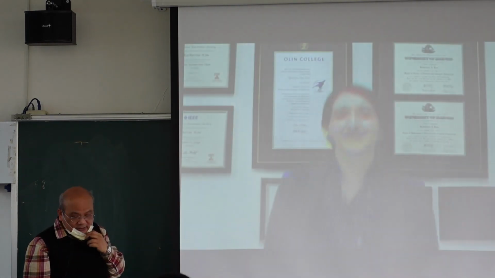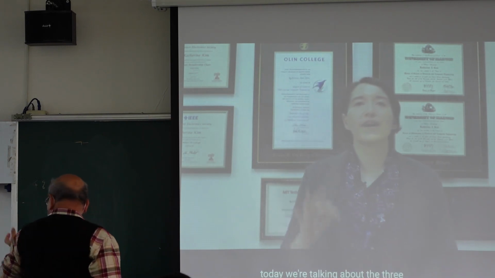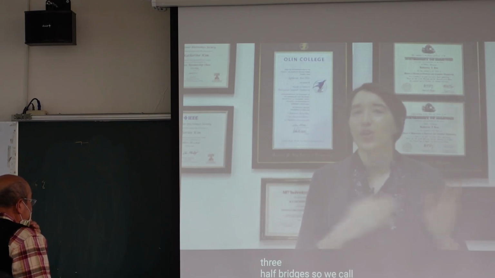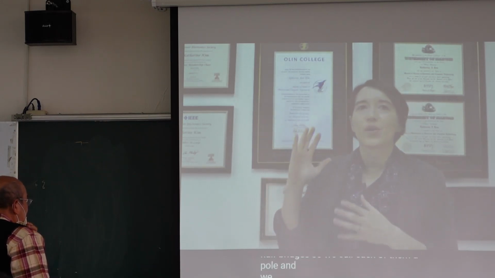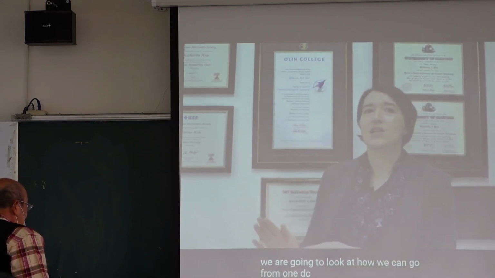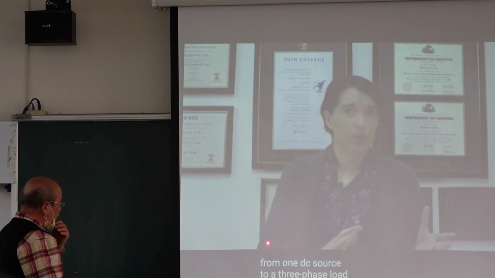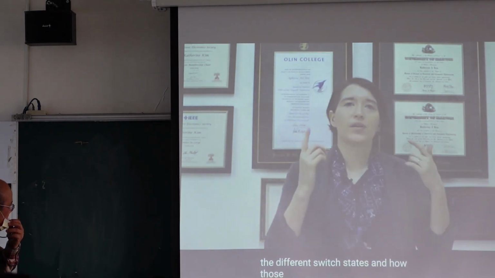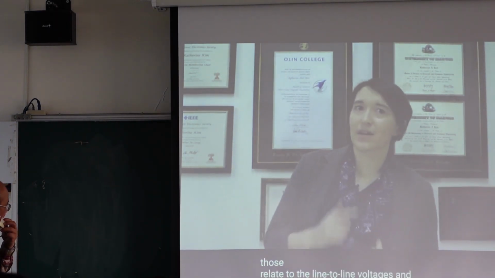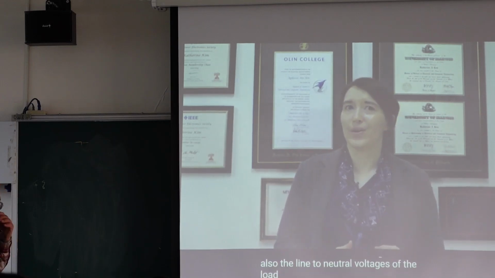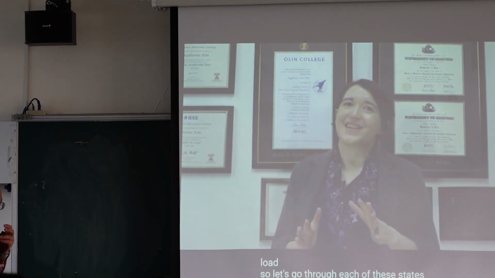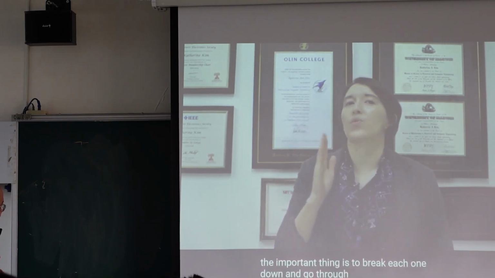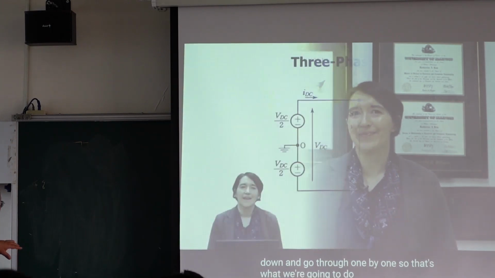So three-phase inverter. Today we'll talk about the three-phase inverter, and this is made up of 3 half bridges. We call each of them a pole, and we are going to look at how you go from one DC source to a 3-phase load, looking at the different switch states and how those relate to the line-to-line voltages and also the line-to-neutral voltages of the load. So let's go through each of these states. It's going to take some time, but the important thing is to break each one down and go through one by one. So that's what we're going to do.